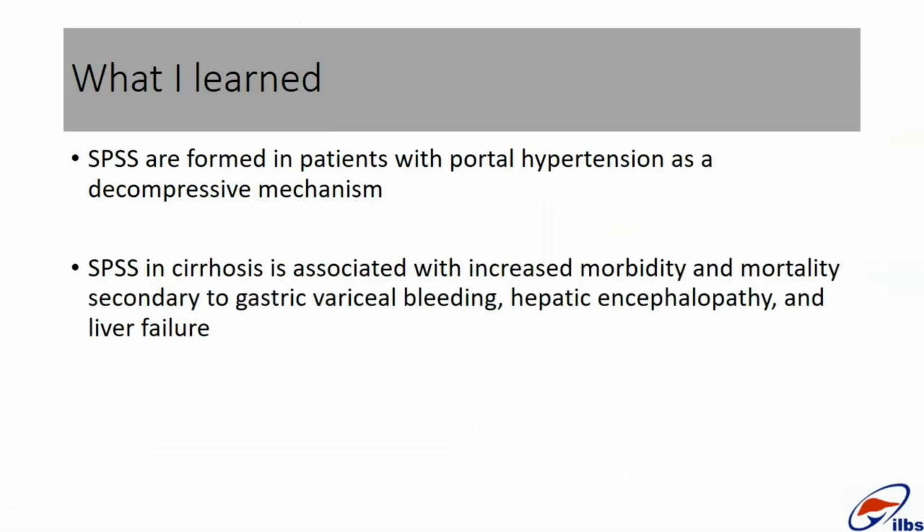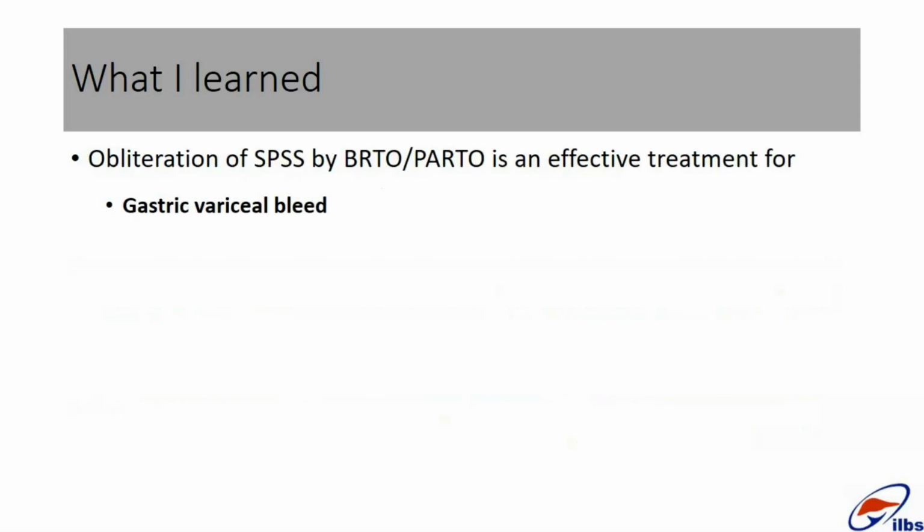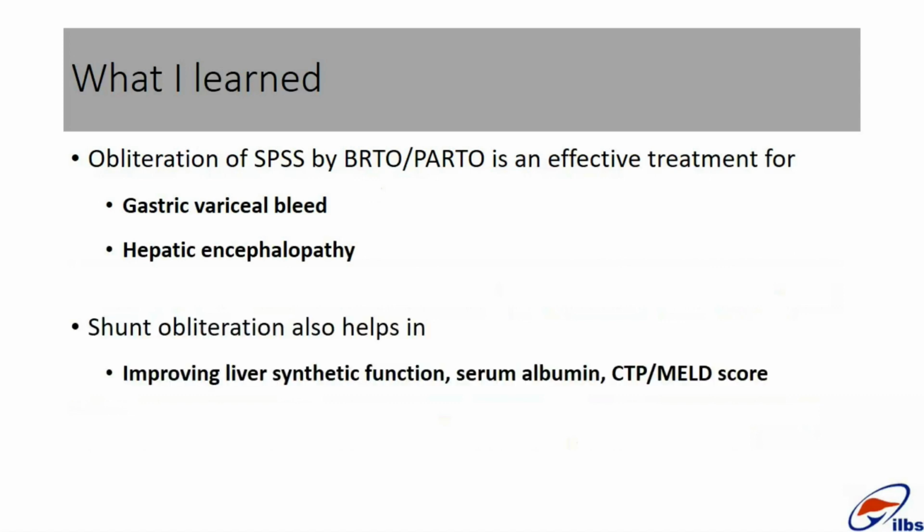SPSs in cirrhosis are associated with increased morbidity and mortality, secondary to gastric variceal bleeding, hepatic encephalopathy, and liver failure. Anatomy of SPSs and availability of compatible hardware are needed for successful performance of BRTO, PARTO, or shunt occlusion. Obliteration of SPSs by BRTO, PARTO is an effective treatment for gastric variceal bleeding and hepatic encephalopathy, and shunt obliteration also helps in improving liver synthetic function, serum albumin, and the CTP and MELD scores.